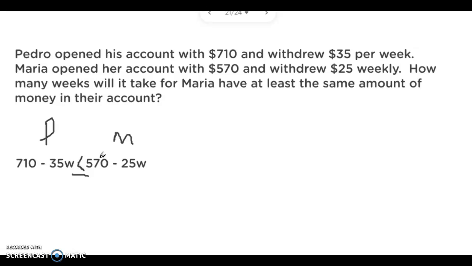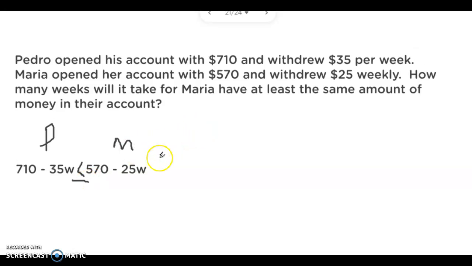Writing inequalities is not much different, honestly, guys, than writing equations. It's not a huge difference. We just have to read the problem and make it make sense for us. Somebody's going to be bigger. In this example, Pedro had more money than Maria. We don't want to know that. We want to know, when will Maria have more money, or at least the same amount of money as Pedro?